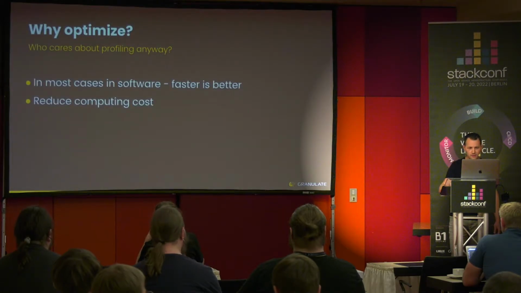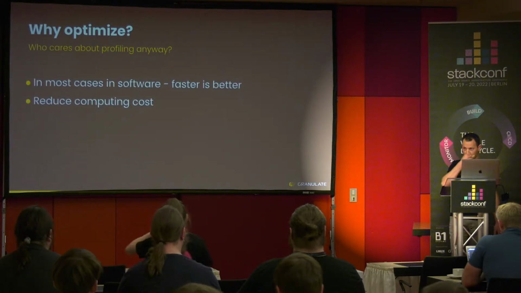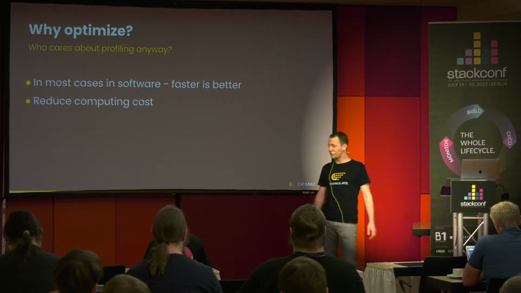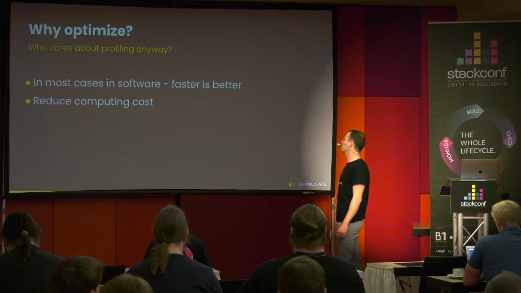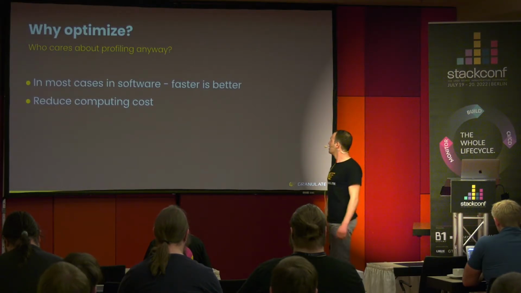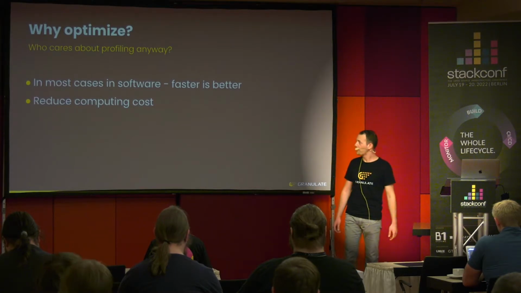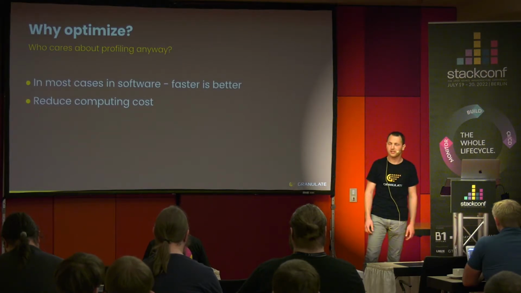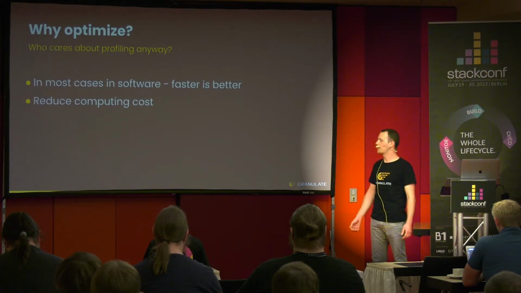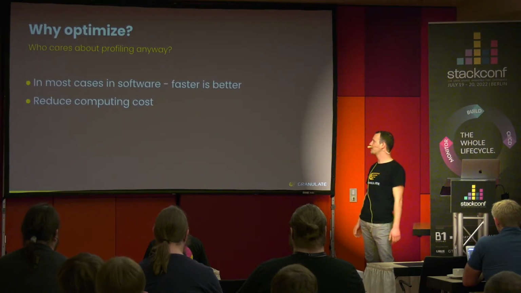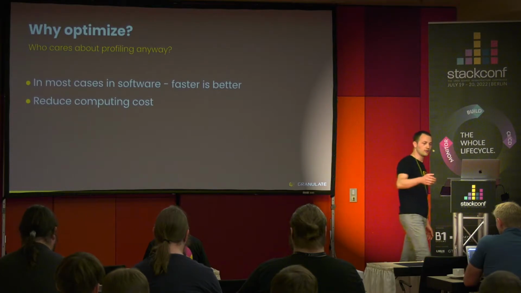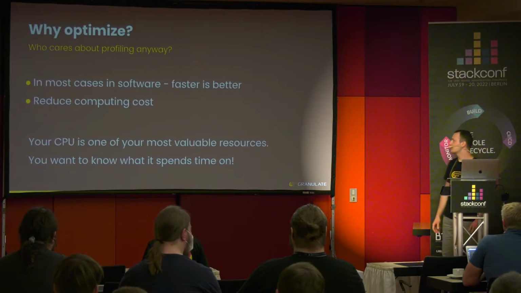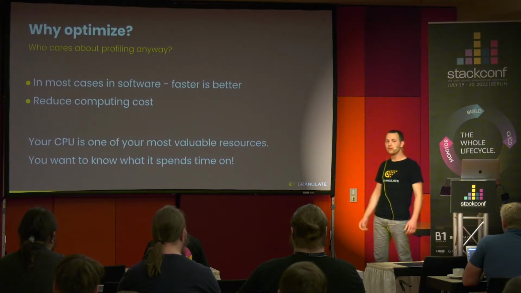But before we start to talk about profiling, we need to ask ourselves a more basic question, which is, why should we optimize? There are two main reasons for this. The first one is that in most cases in software, faster is just straight up better. The other reason is that if you pay for a cloud provider, like AWS, for example, if you can do the same amount of work with less computing, you can reduce your costs drastically.